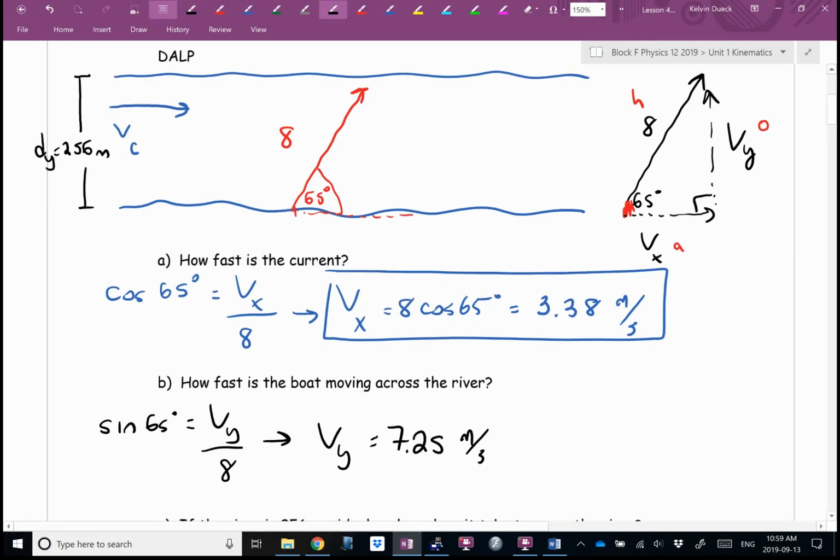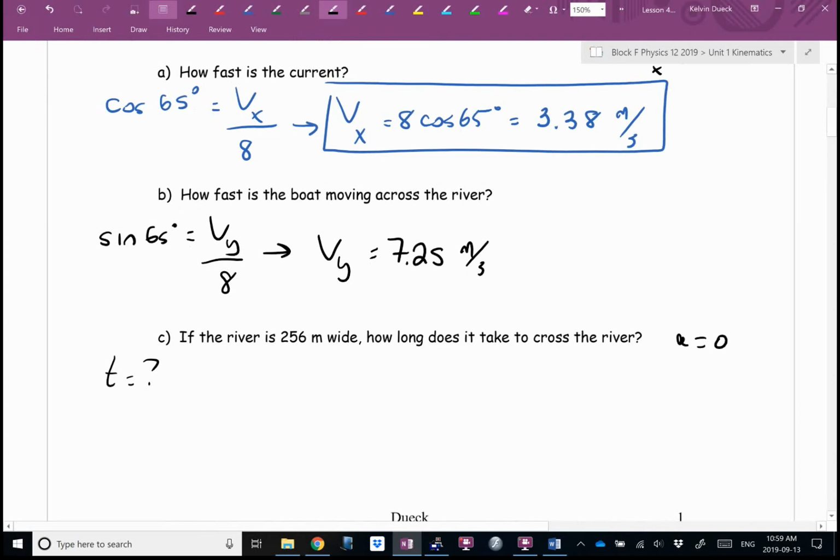So Matt, down here, remember our approach that we used last year that I nicknamed DFIC, which stood for list your data, find a formula, insert, crunch. And I said, hey, if I'm not sure what to do, I DULP and I DFIC. Those are my fallbacks. So I'm going to say dy is 256 meters. And I've already told you A is 0. We're not accelerating.